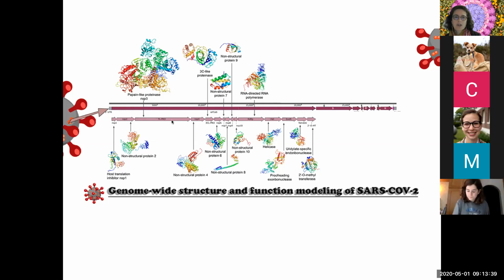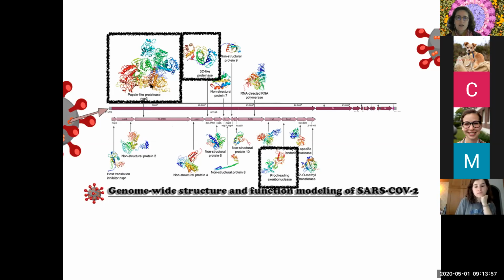And to start, I'll just point out that this figure depicts the protein structures for each of the proteins that are encoded by this first open reading frame. And there are a few specific proteins that I want you to focus on. This papain-like proteinase here, which is called NSP3. The NSP is for non-structural protein. This 3C-like proteinase, and then we'll come back later to talk about this proofreading exoribonuclease.